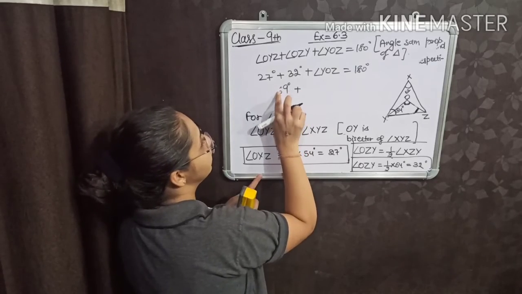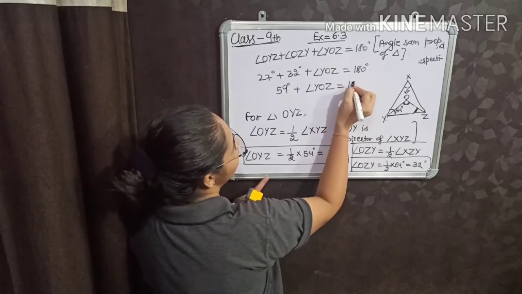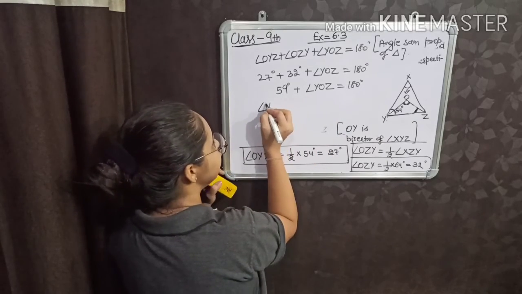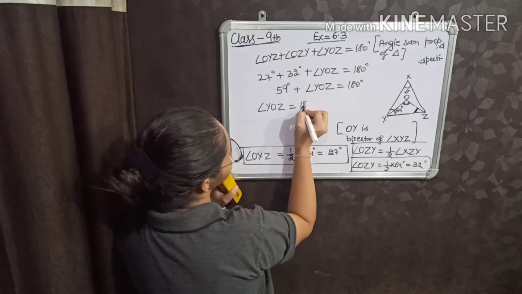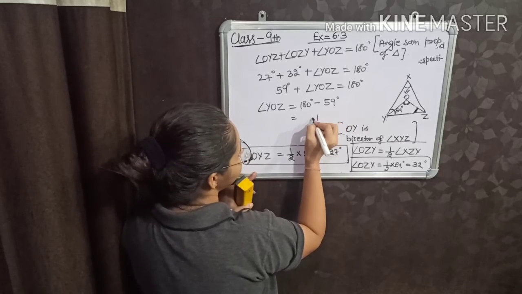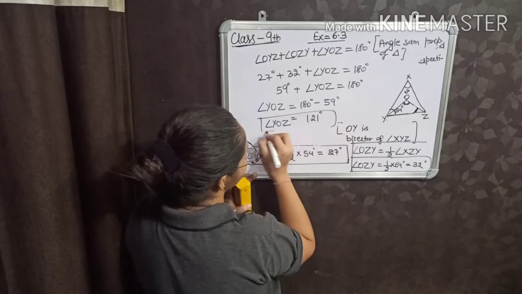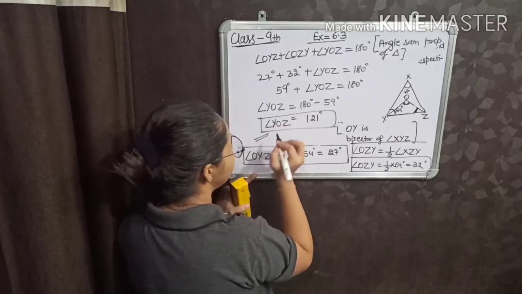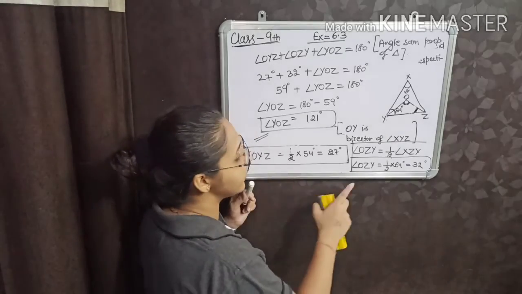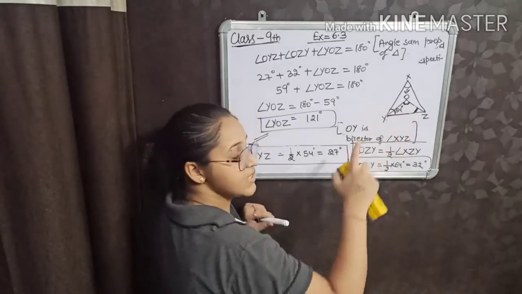59 degrees plus angle YOZ is equal to 180 degrees. And finally the value of angle YOZ will be 180 degrees minus 59 degrees, and it will give you 121 degrees. So the question was you have to find the value of angle YOZ, that is 121 degrees by angle sum property of triangle, and the value of angle OZY, that is 32 degrees by the concept of bisector.